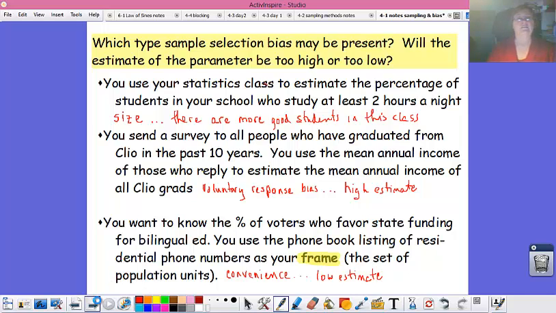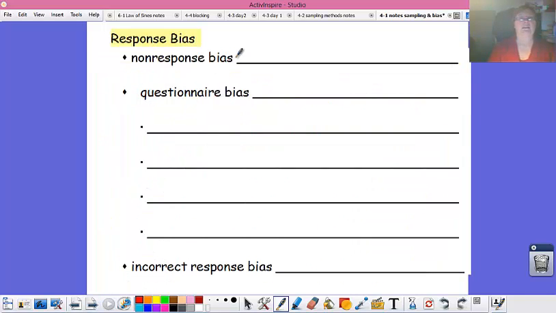All right, next we want to talk about response bias. Response bias comes from the way people answer your questions, okay? The first type, sample selection bias, was how the sample was selected. Response bias is bias that's introduced by how people actually respond.